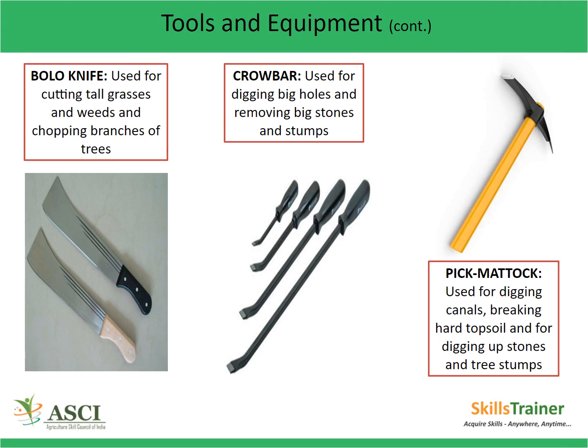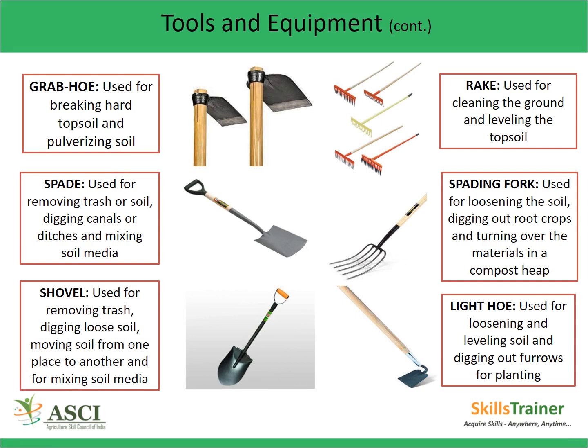Bolo knife, used for cutting tall grasses and weeds and chopping branches of trees. Crowbar, used for digging holes and removing big stones and stumps. Pick mattock, used for digging canals, breaking hard topsoil, and for digging up stones and tree stumps. Grab hoe, used for breaking hard topsoil and pulverizing soil.